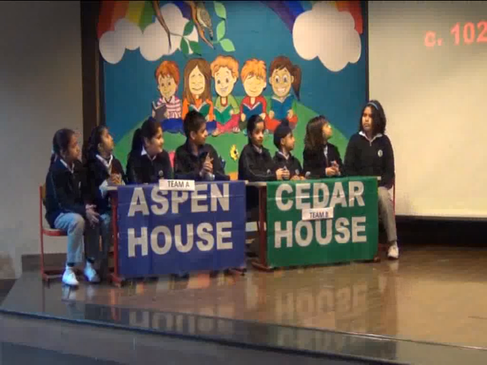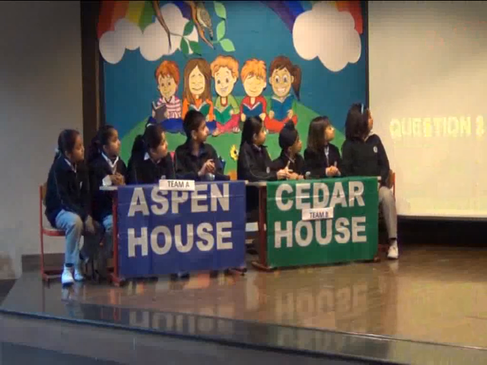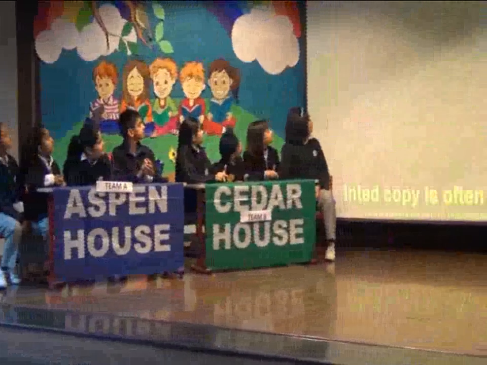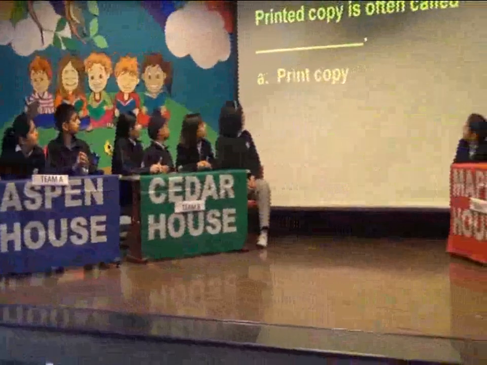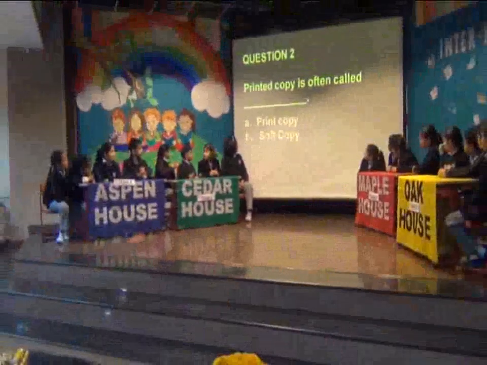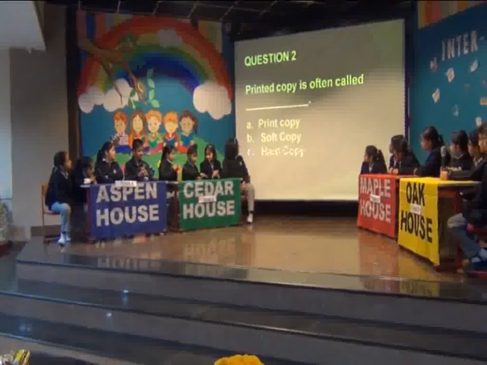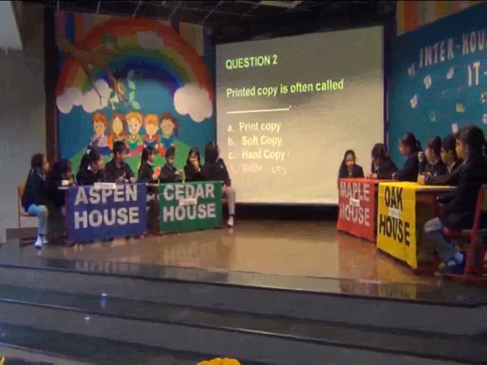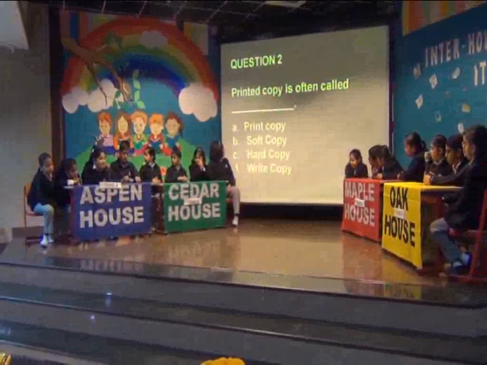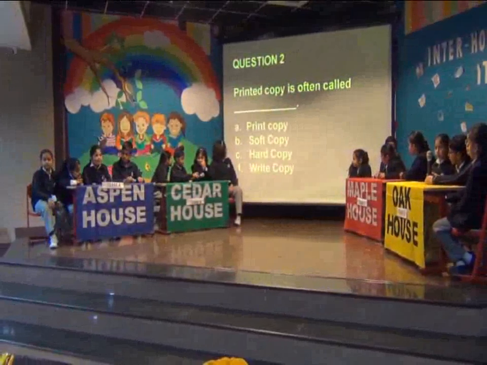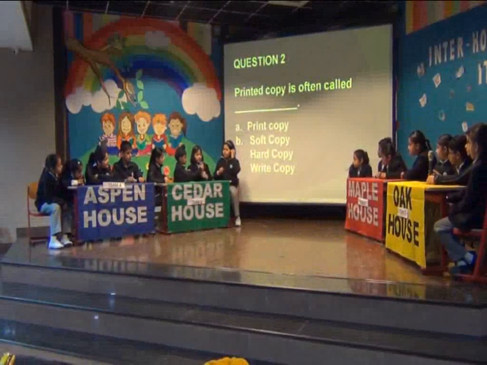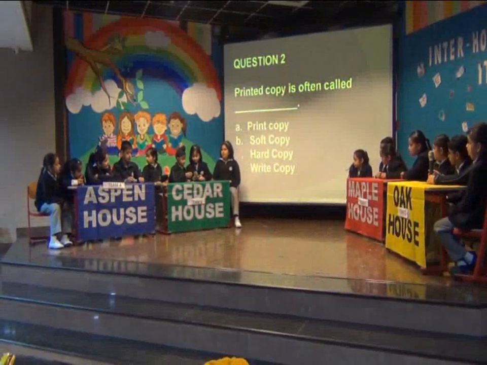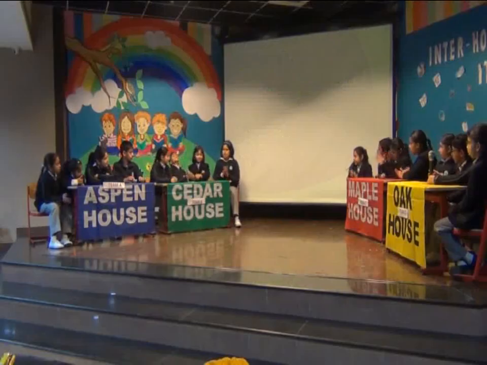Question 2 for Siddharth House. Printed copy is often called A. Print copy, option B. Soft copy, option C. Hard copy, or option D. Right copy. No prompting of answers, please. Hard copy. That's the correct answer.